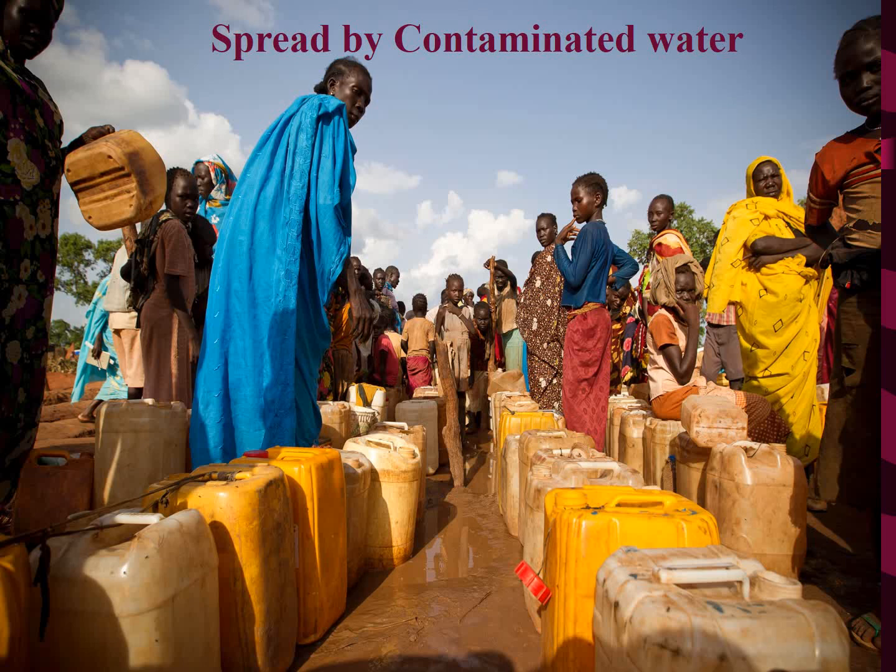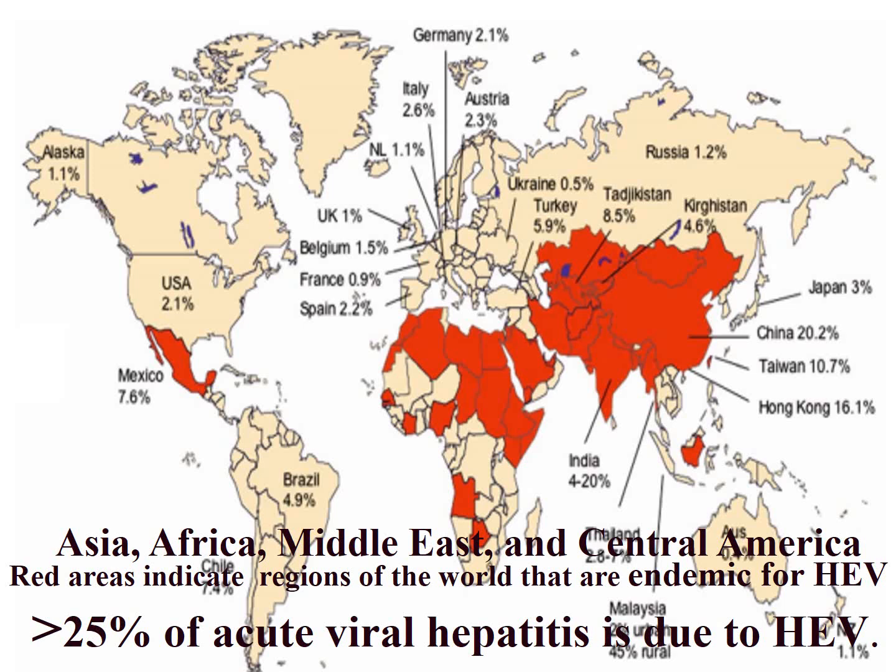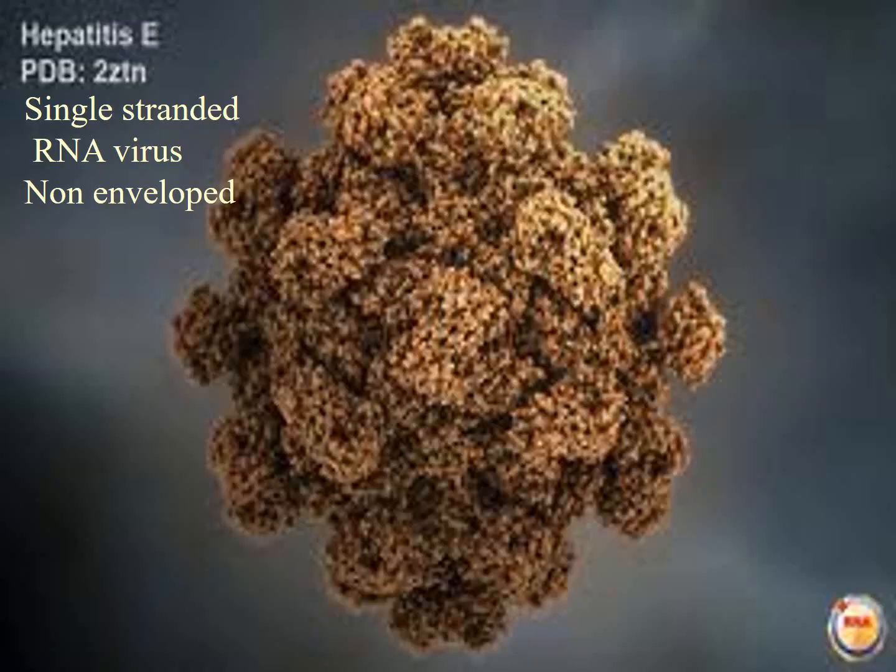It has a worldwide distribution. It is in Africa, Asia, the Middle East, and Central America. 25% of acute viral hepatitis is due to hepatitis E virus, either alone or maybe together with acute hepatitis A virus. Hepatitis E virus is a single-stranded, non-enveloped RNA virus.